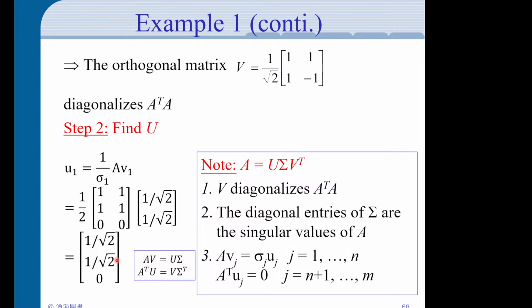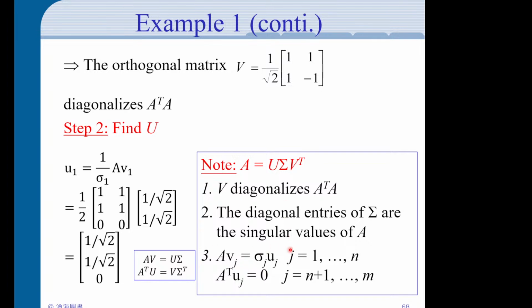We have some property here. If you multiply V on both sides, then you see AV equals U sigma. Also, if you transpose and move things around, you see ATU equals V sigma T. Why we talk about this is that from AV equals U sigma, you can think of this equation column by column of the different V, and you see that A times Vj equals sigma j times Uj.